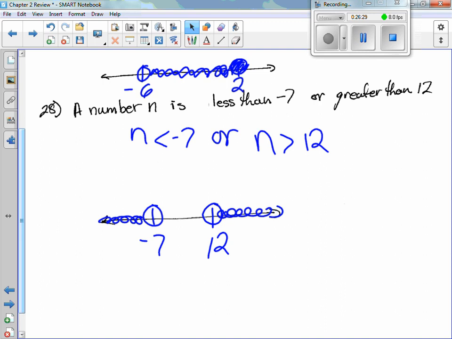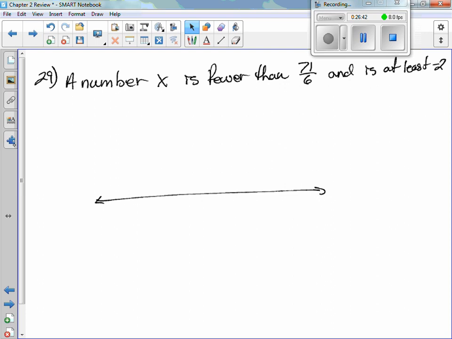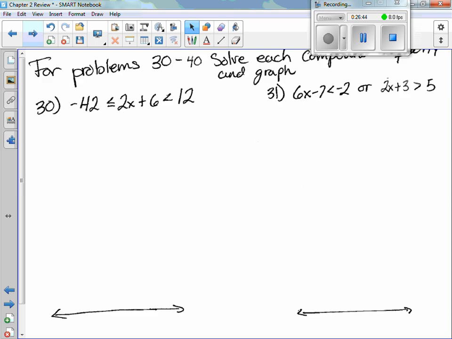So are there any questions on these two here? 27 or 28? We good with these two here? So if we're good with those there, we can move on to these here.